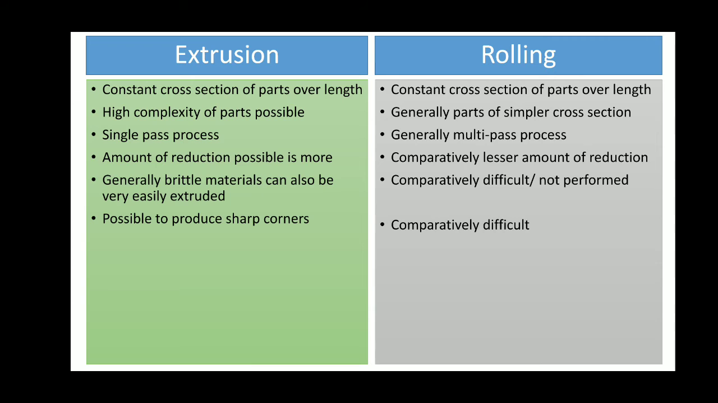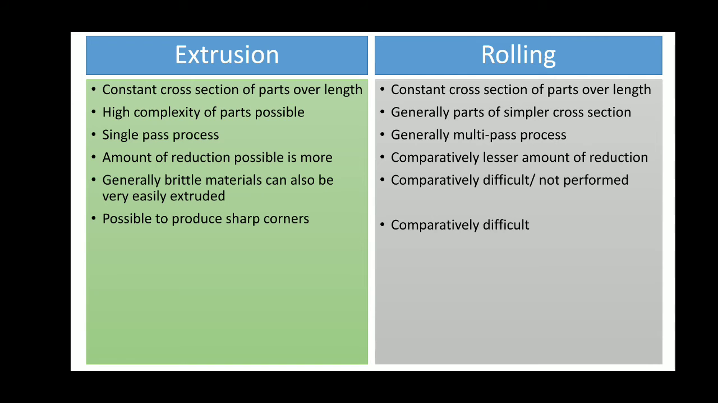With the extrusion process, we can even go for brittle materials, which can be very easily extruded. You have to heat it and compress it. Whatever deformation happens, we are not concerned about that, but after that it should come out of the die opening. In rolling, however, brittle materials are generally not processed, or it is very difficult, even at elevated temperature it becomes somewhat difficult.